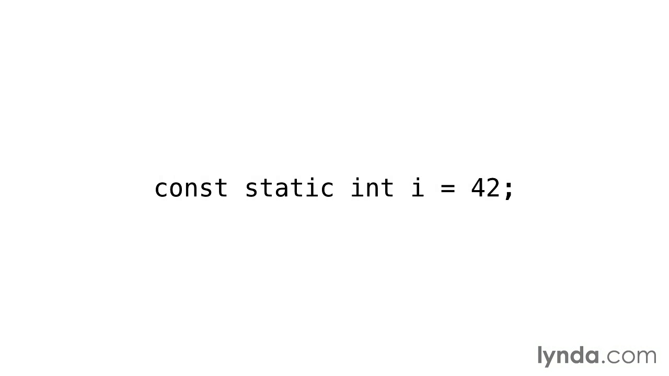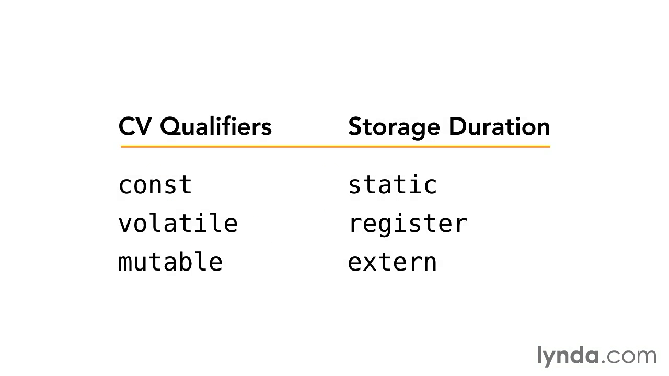Qualifiers are used to adjust qualities of an object or a variable. There are two types of qualifiers in C++, CV qualifiers and storage qualifiers. This is an example of a variable declaration with qualifiers. In this example, the const and static keywords are qualifiers. They tell the compiler that this variable will be immutable, that's the const qualifier, and that it will have static storage duration.